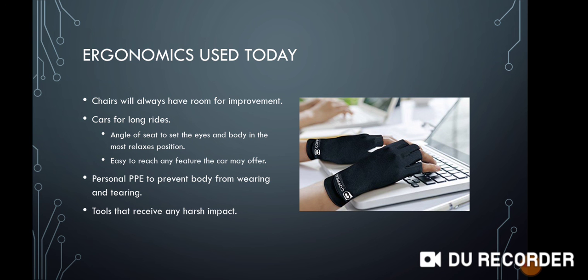Some other ones that are used today are personal PPE to prevent the body from wearing and tearing. Here in the picture, you see the gloves that help put pressure on the hands. That way, the muscle is more relaxed, preventing carpal tunnel from happening. And then tools that receive any harsh impact. There are gloves, and there are the actual tools. There are some tools out there, such as rivet guns, that receive the full impact, so there's no harsh impact done to the hand itself.